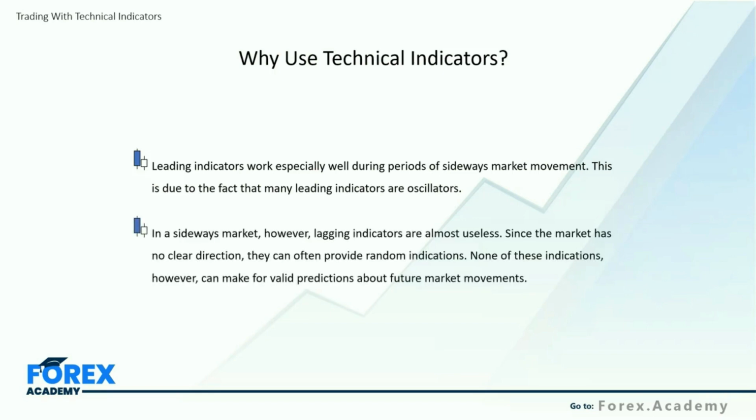In a sideways market, however, lagging indicators are almost useless. Since the market has no clear direction, they can often provide random indications. None of these indications, however, can make for a valid prediction about future market prices. And that is simply because it shows us what has happened, what has actually occurred in the market, and gives us an overall smooth trend structure to the overall price action.